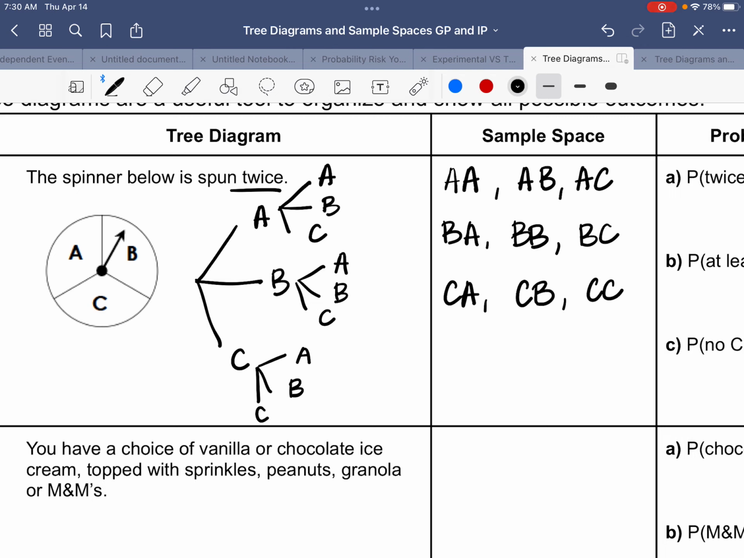So on our first spin, there were 3 possible outcomes, A, B, or C. On the second spin, there were also 3 possible outcomes. To find the total possible outcomes, we want to multiply those, which means our sample space should give us 9 total outcomes.